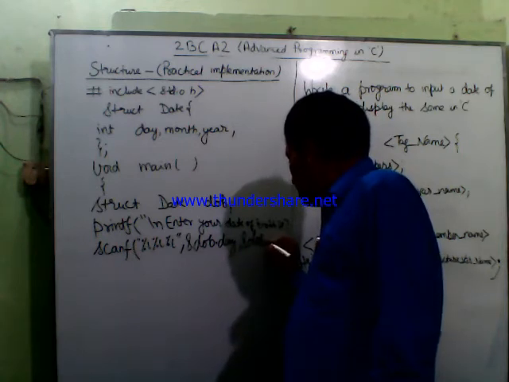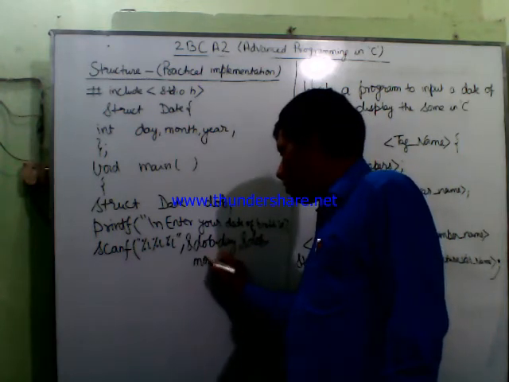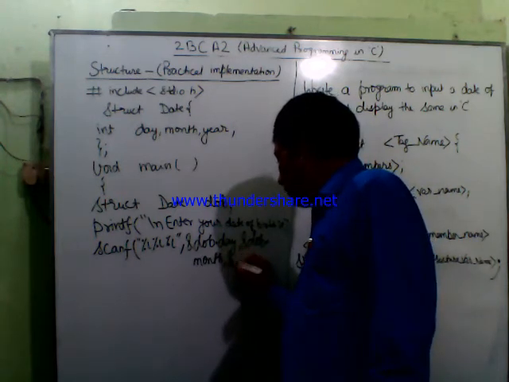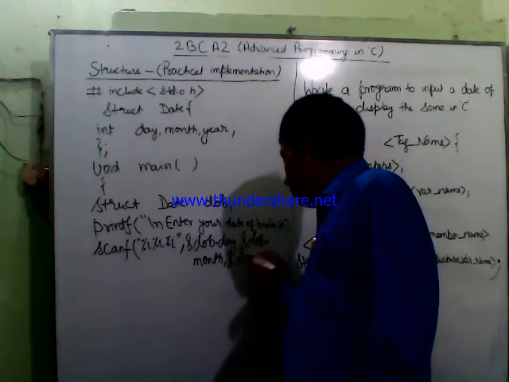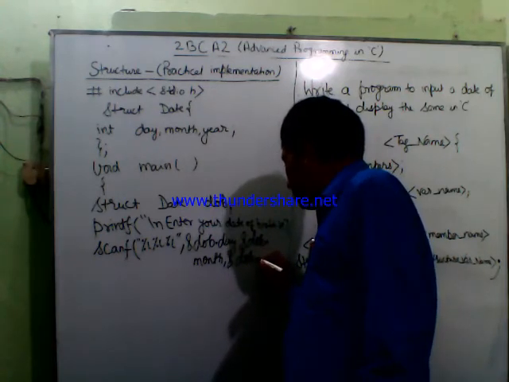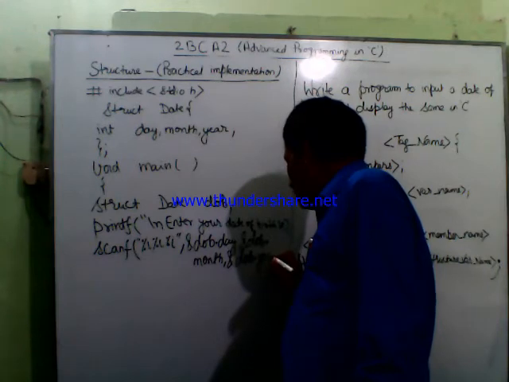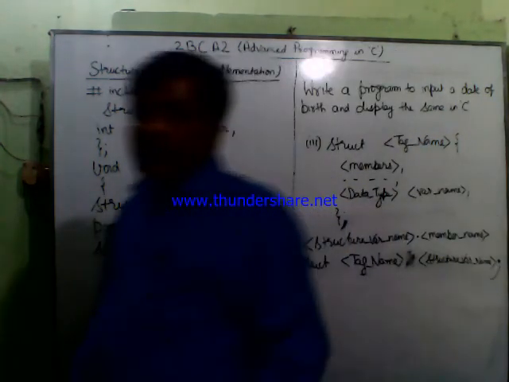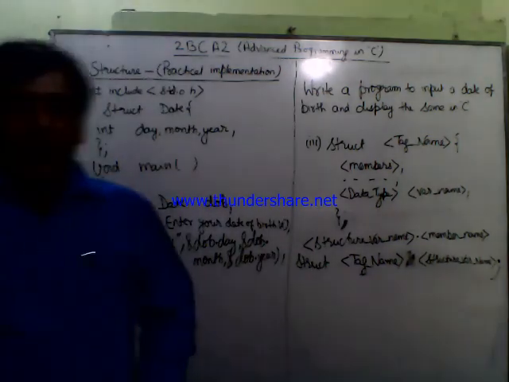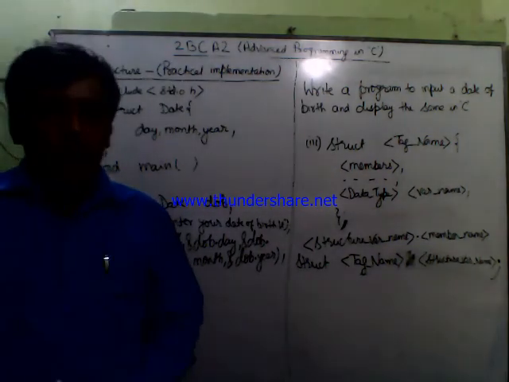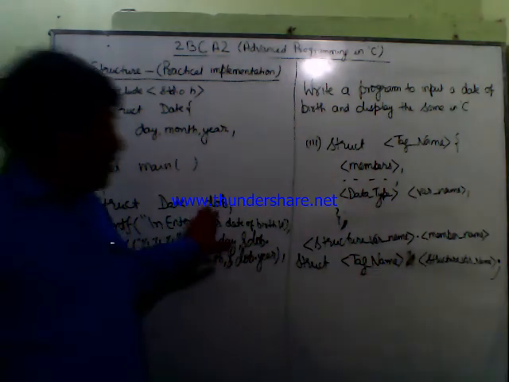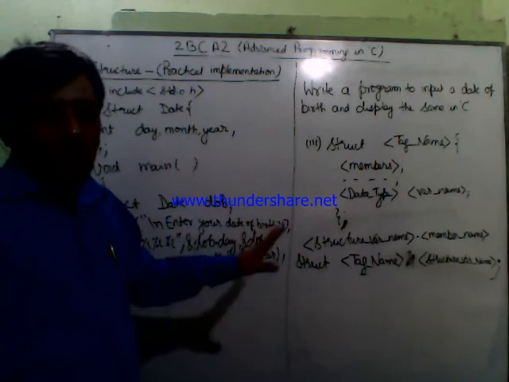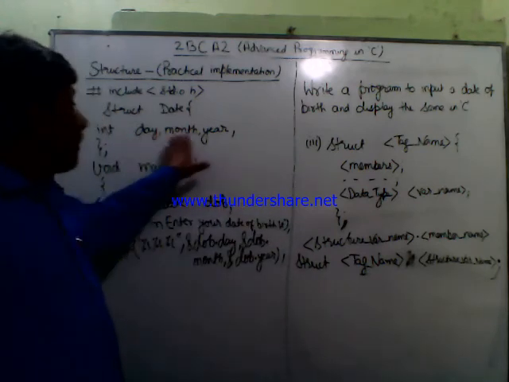Then the second input value will be similarly stored at the address of DOB.month, and similarly the third input value will be stored in the memory DOB.year. Now I have written the scanf function that will take three inputs and will store in the memory DOB in separate memory locations: day, month and year.